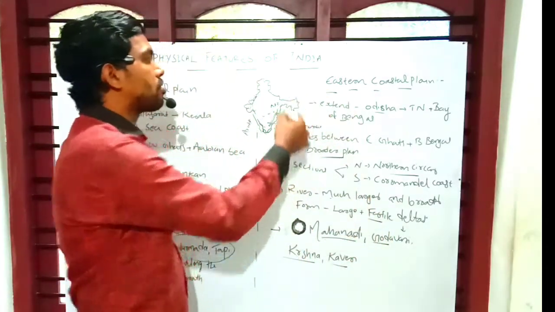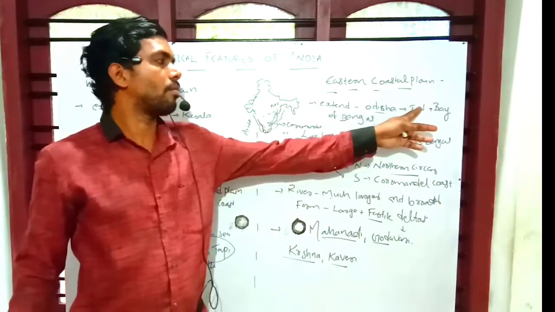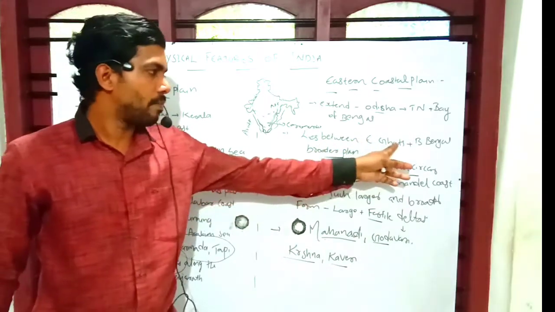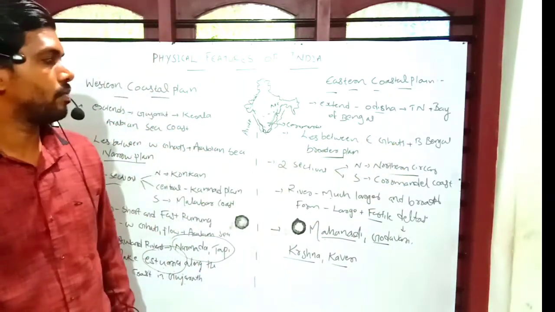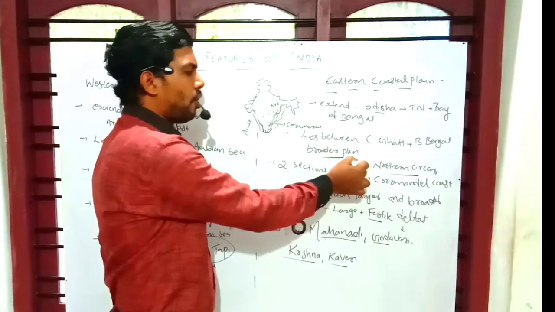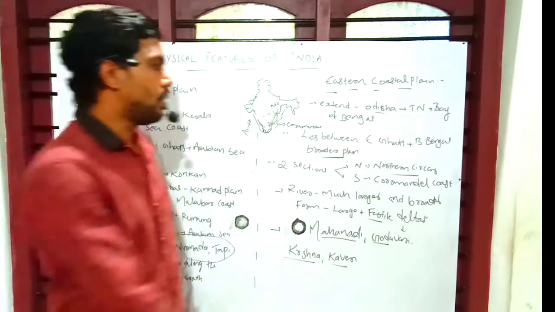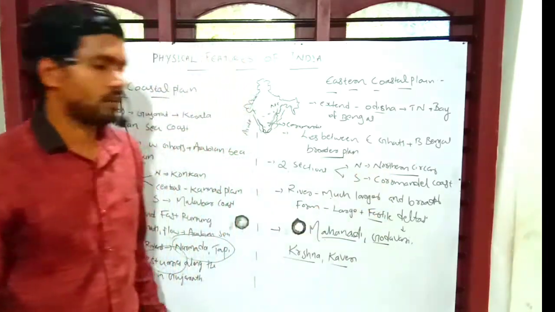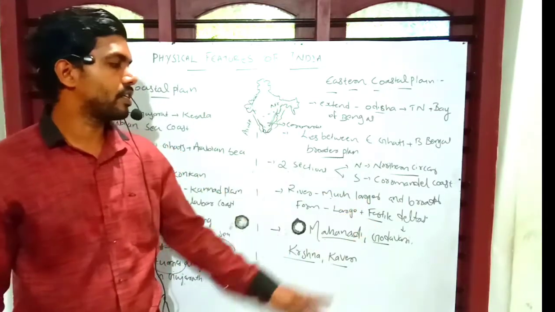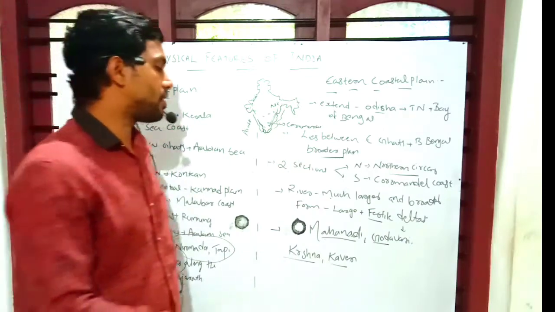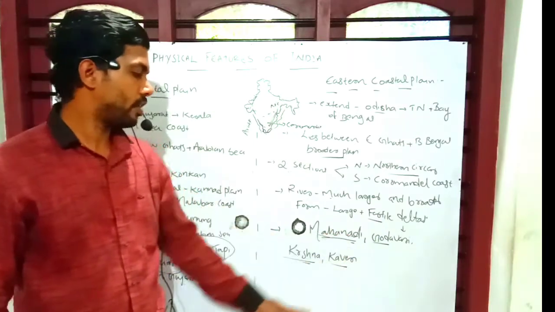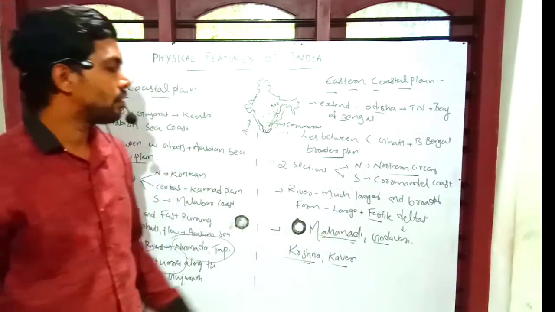So once again, Eastern Coastal Plains extend from Odisha to Tamil Nadu along the Bay of Bengal region, and lie between Eastern Ghats and Bay of Bengal. It's a broader plain, and the two sections of the eastern coastal plains are the north part, Northern Circars, and the south part, Coromandel coast. And rivers of these areas are much larger and broader, and form large fertile deltas. Delta-forming rivers of these areas are the Mahanadi, Godavari, Krishna, and Kaveri.